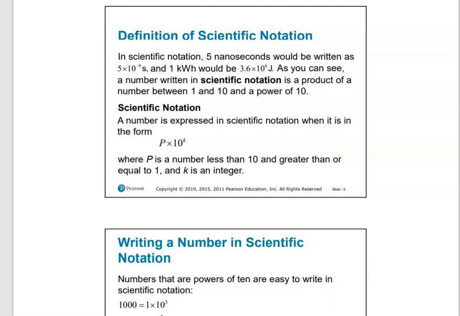As you can see, a number written in scientific notation is a product of a number between 1 and 10 and a power of 10. A number is expressed in scientific notation when it is in the form p times 10 to the k, where p is a number less than 10 and greater than or equal to 1, and k is an integer.